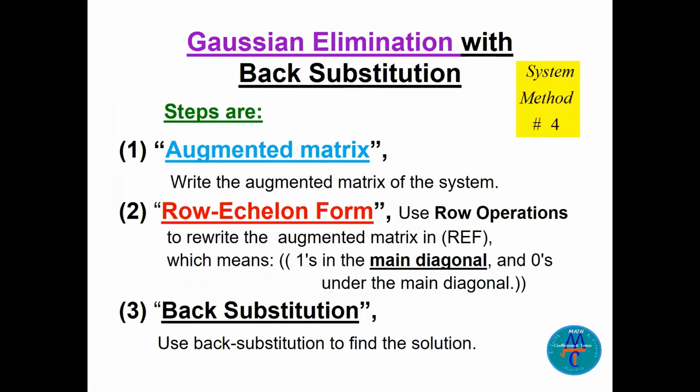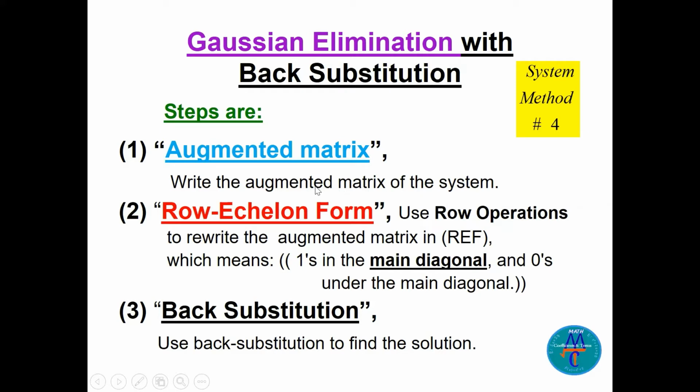This is method number 4, Gaussian Elimination Method with back substitution. In this method, we use back substitution. Now look, there are 3 steps. First, we write the augmented matrix. We have defined what an augmented matrix is.